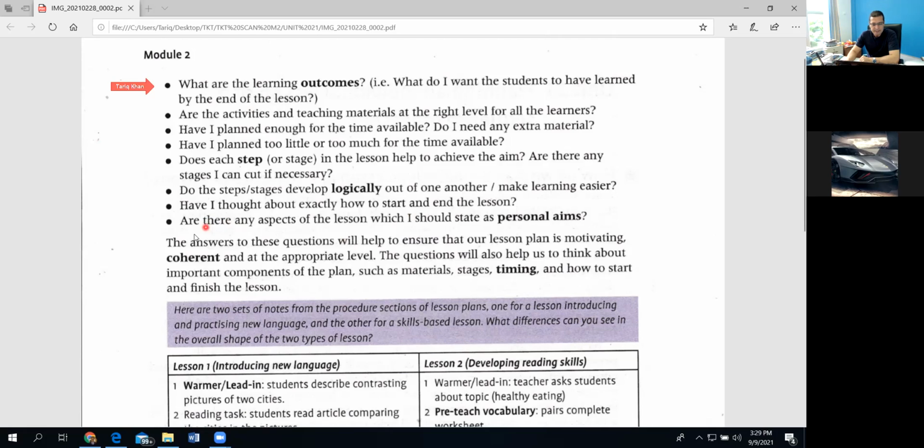Are there any aspects of the lesson which I should state as personal aims? Personal aims are something you put from your side, a new thing. Let's see, if I add this activity, how the students respond, whether it makes it easier for them to understand the topic or not. So that comes in your personal experience as a teacher.